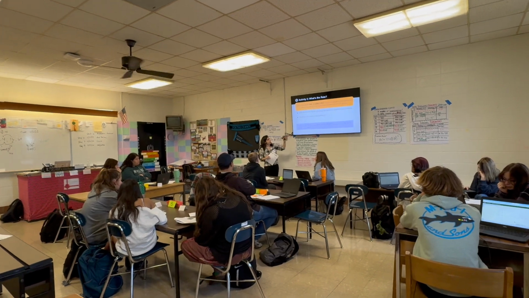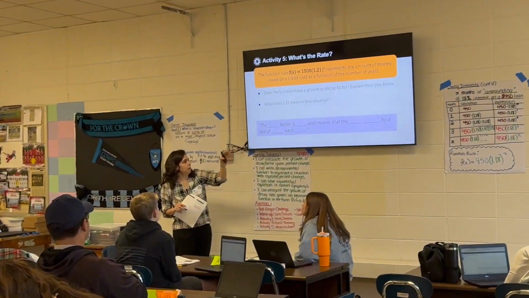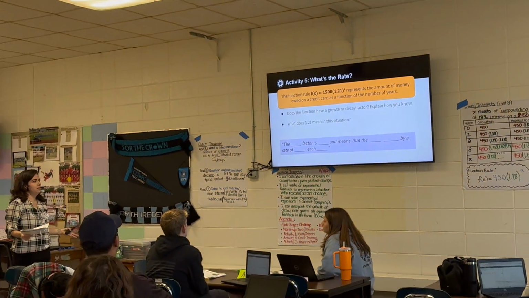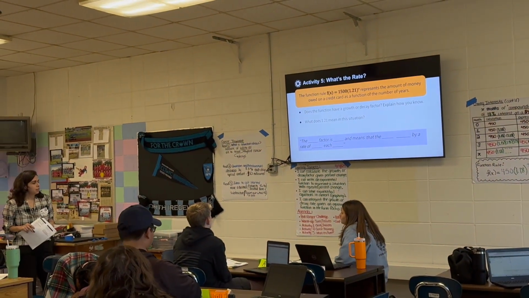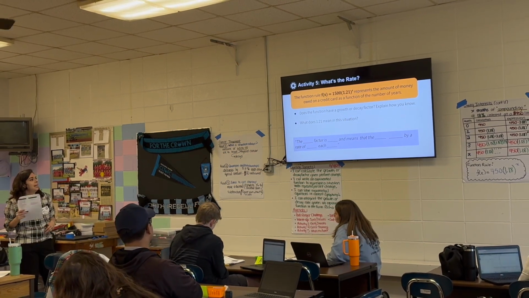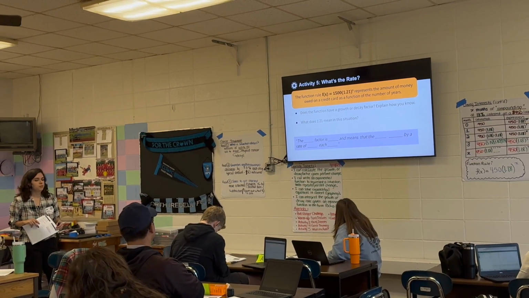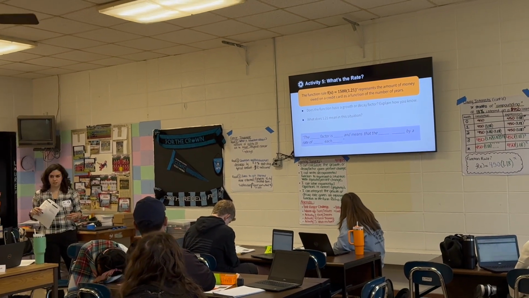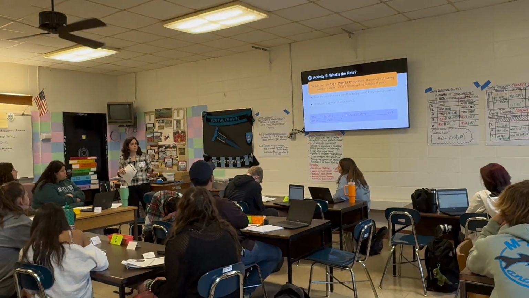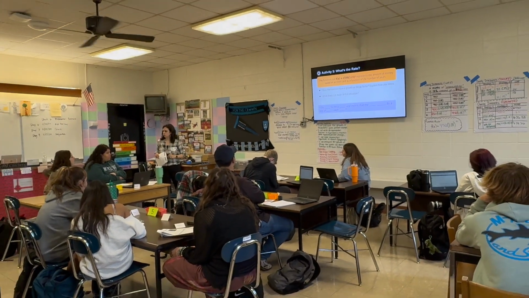The blank factor is blank and means that the blank blank by a rate of blank each blank. You're probably like, what? Okay, this is how I would fit this all in. The growth factor is 1.21 and means that the amount of money owed increases by a rate of 21% each year. You'll see how I kind of fit all the blanks in there, okay? Don't have to use it. I know it's a little forced, but if you want to, you can, okay?